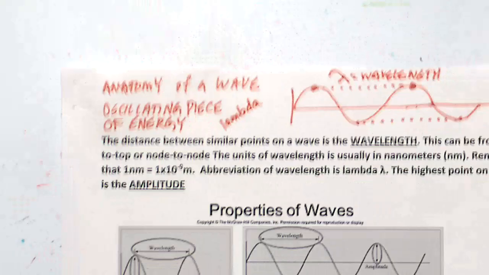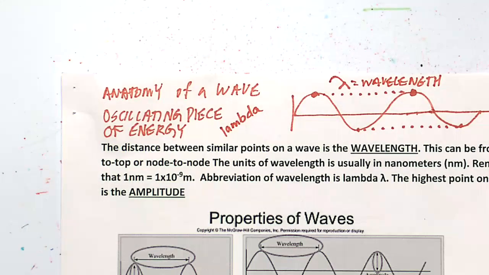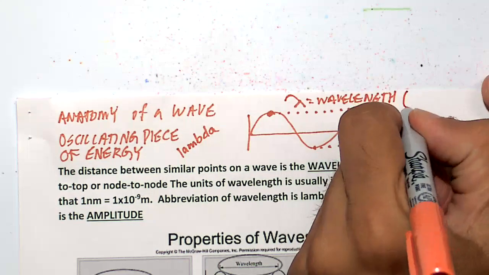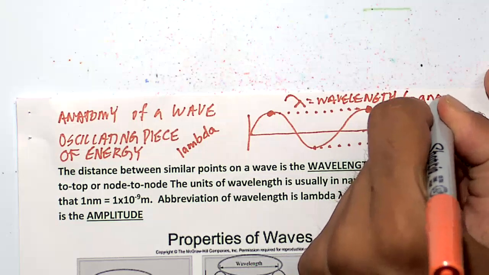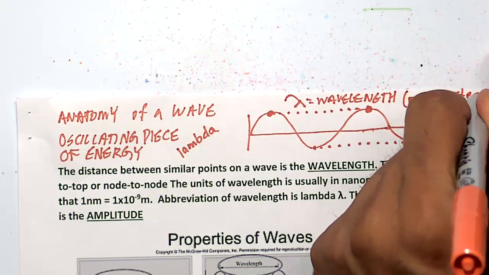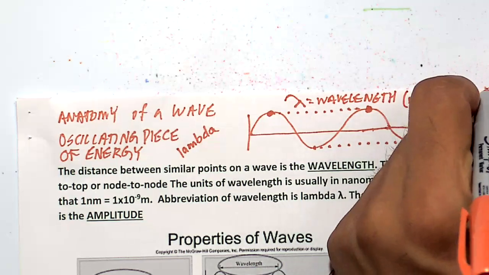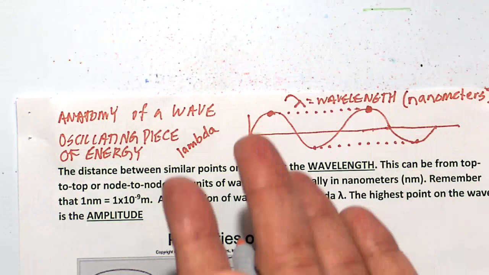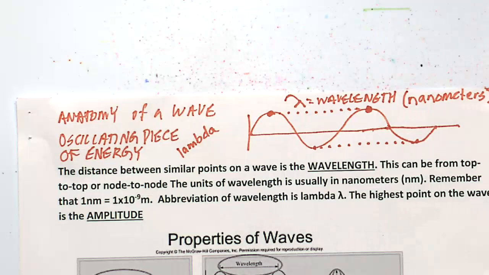Wavelength is a length, and the usual unit is nanometers. So pretty small. Your radio waves, your solar energy waves, the waves that turn on the remote control, this laser pointer is a wave. And that distance is usually measured in nanometers.